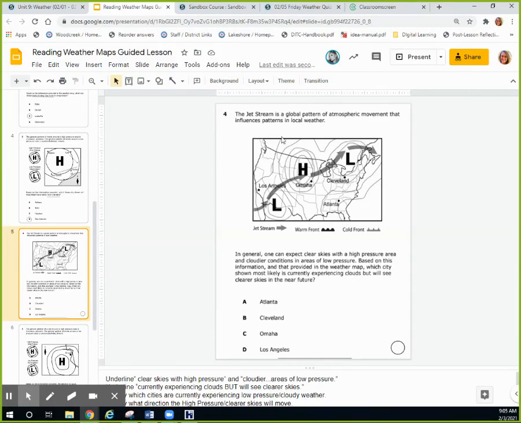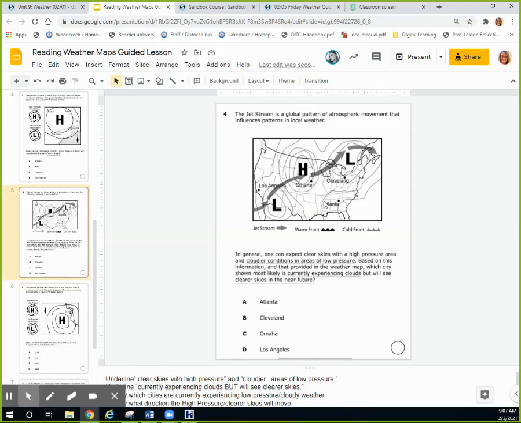For this question, it talks about the jet stream again. We have a map where you can see a couple low pressure systems and a high pressure system. The question says, in general, one can expect clear skies with high pressure and cloudy conditions in areas of low pressure. Based on the information provided in the map, which city shown most likely is currently experiencing clouds but will see clear skies in the near future? So let's underline keywords and analyze our map.